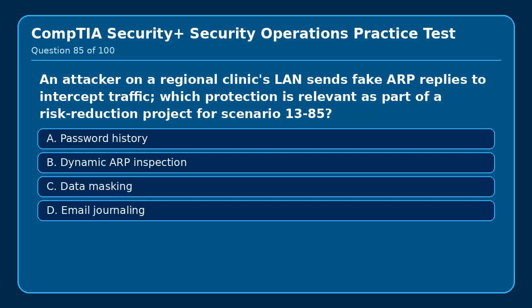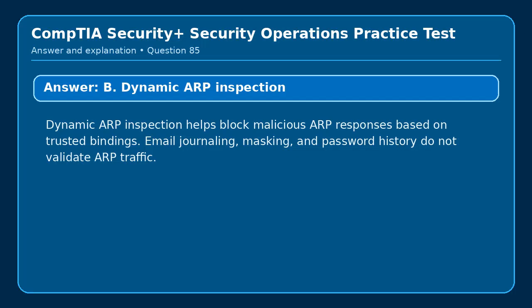Question 88. Which step helps a logistics company find unauthorized wireless access points while updating the runbook for scenario 13 to 88? A. Use only shared local accounts. B. Perform wireless scans and compare findings to the approved inventory. C. Disable all switch logs. D. Increase password reuse. Take a moment to choose your answer.